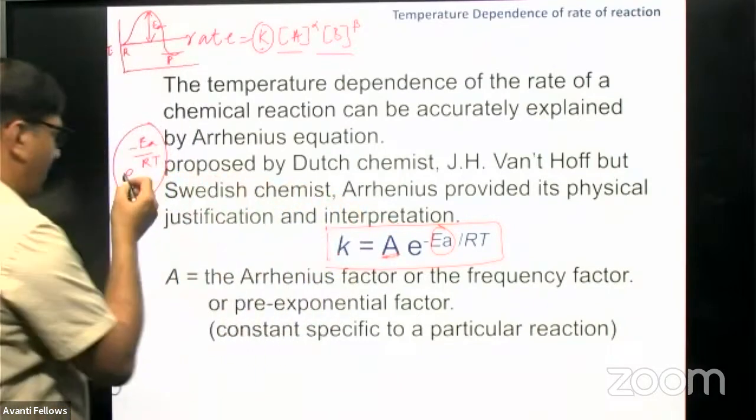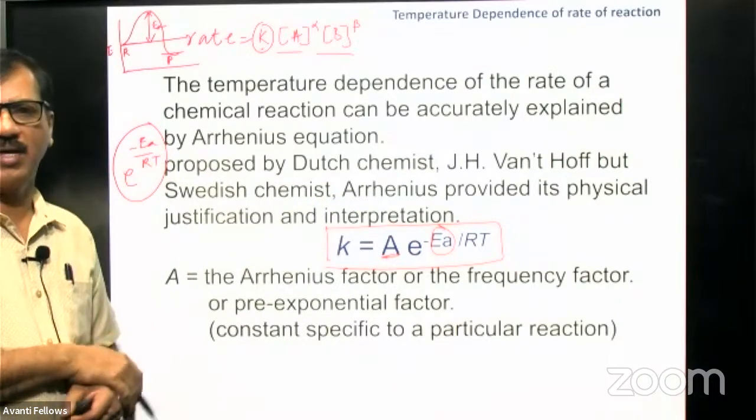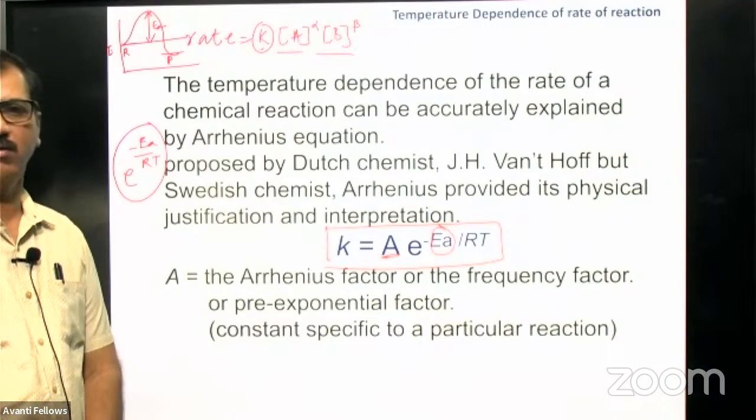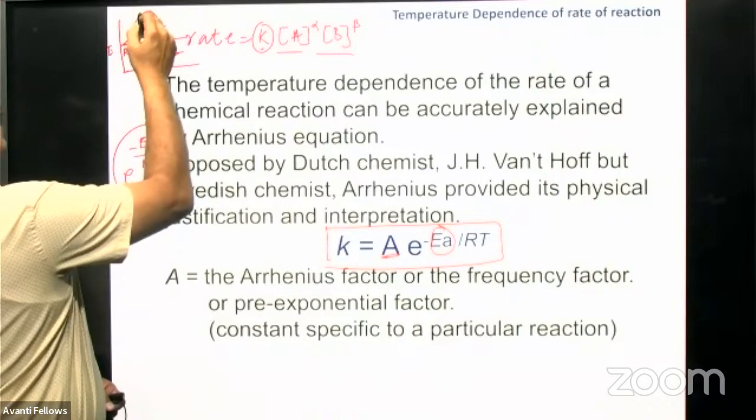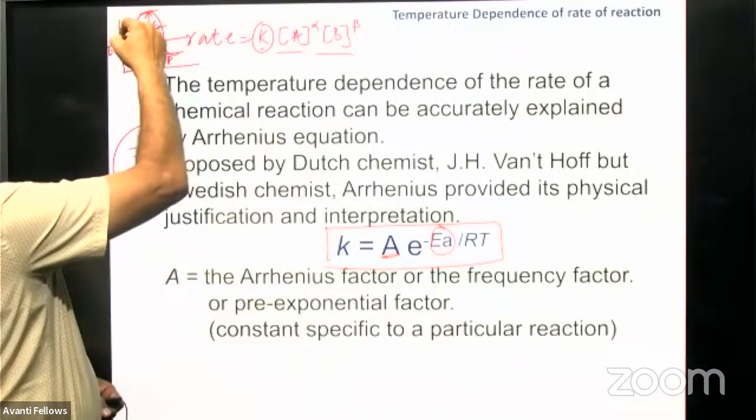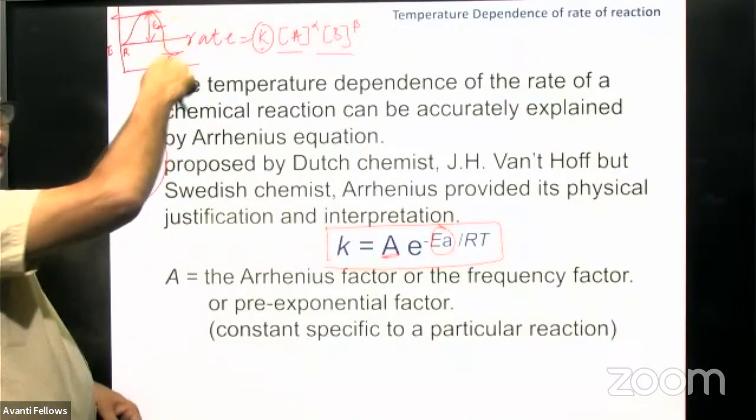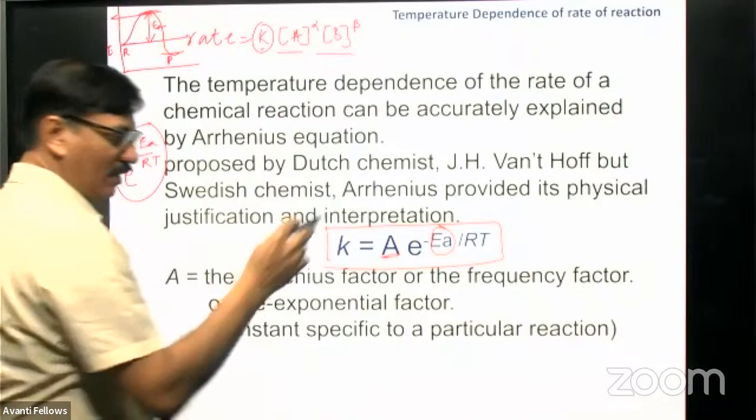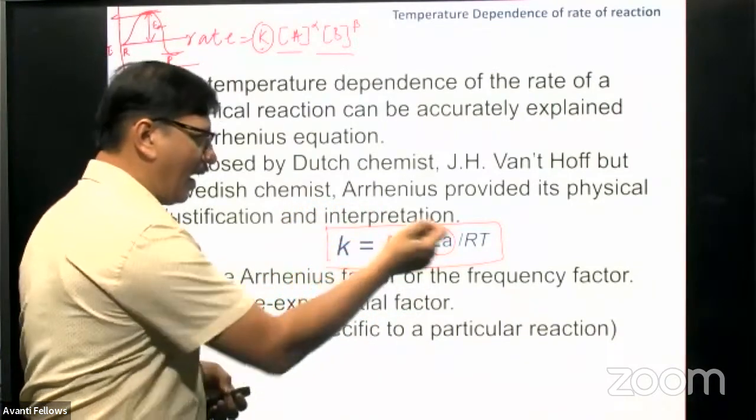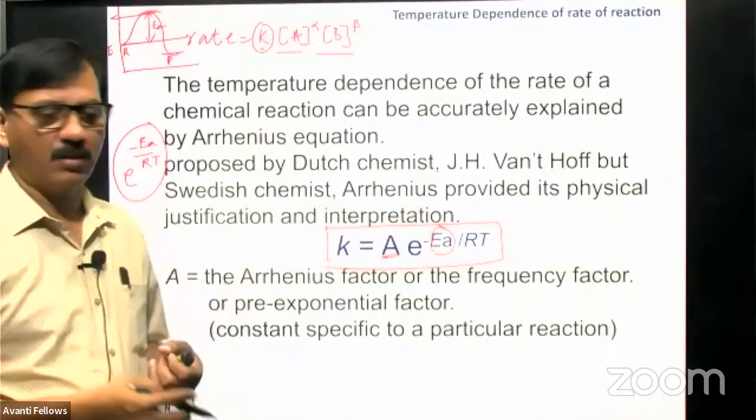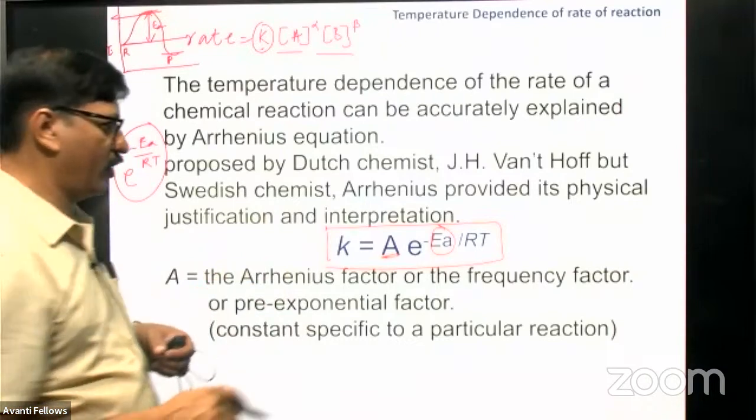Therefore, this exponential e to the power minus EA by RT will give you the fraction of molecules which have energy more than this. Only when they cross over this energy barrier does the reaction occur. Therefore, this expression gives the relationship between K and T perfectly. Now, whether K value increases as temperature increases, let us know from this point of view.